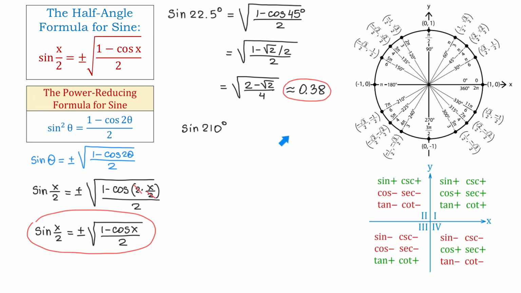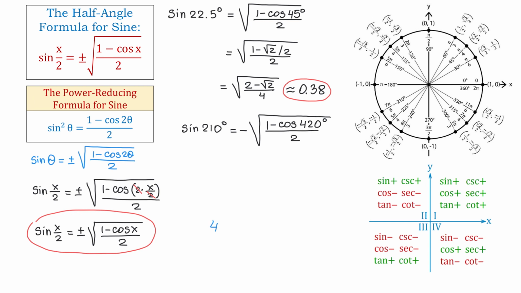Now, what if we need to evaluate sine of 210 degrees? This angle is in quadrant 3, and in this quadrant, sine is negative. Then in this case, we need a negative in front of the radical. And inside the radical, we will have 1 minus cosine of the double angle, which is 420 degrees, all over 2.